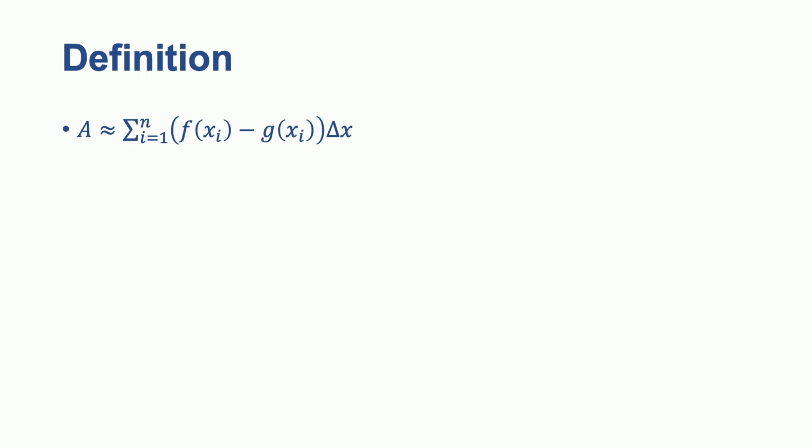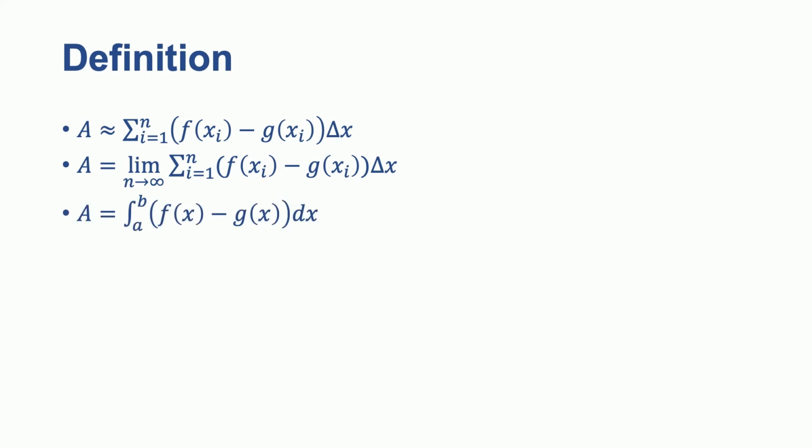As you know, what we do with this is attach our limit, right? So the area is now equal to the limit as n approaches infinity of the sum from i equals 1 to n of f of x sub i minus g of x sub i times our little change in x. And of course, as we know, this goes to an integral: the integral from a to b of f of x minus g of x dx. All right, why don't we try an example with this?